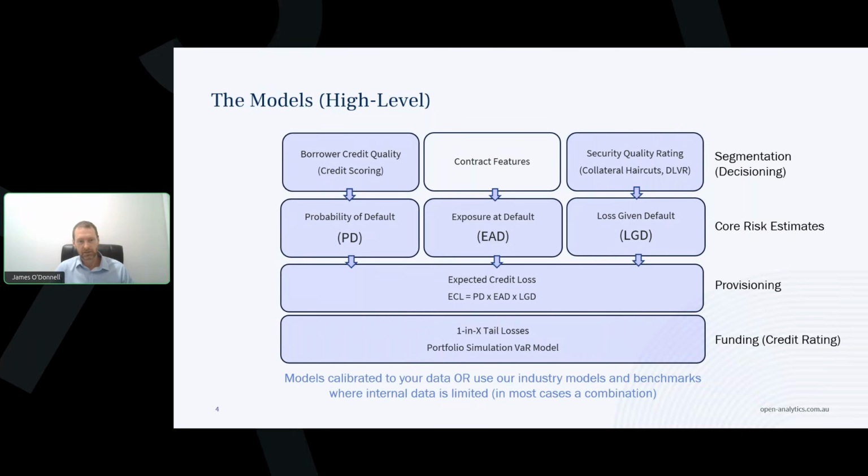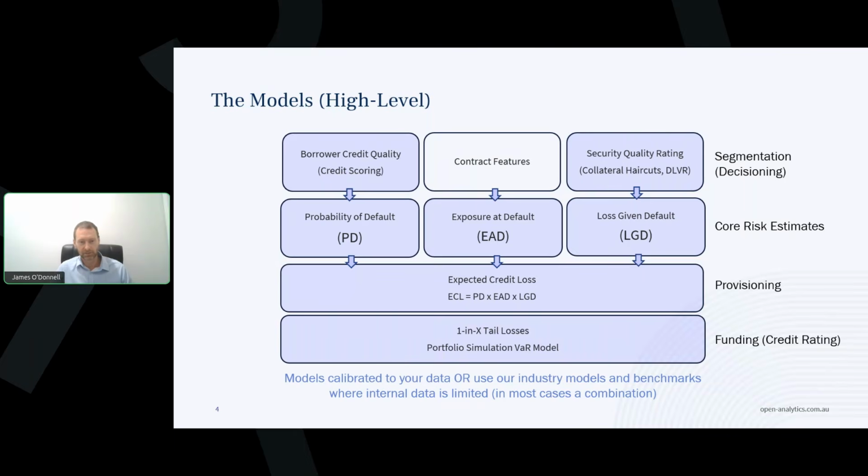Feeding into PD is really an assessment of borrower credit quality, aka your credit scoring or credit rating. The LGD side is a really big topic, but what we're doing there is what we call our collateral haircut models. So we're looking at different collateral haircuts for different asset types, and also at dynamic valuations and dynamic LVRs. Whether that's a depreciating asset, where we're looking at depreciation curves, or for property, where we're indexing property values to get a dynamic picture of your collateral coverage. So they're the kind of component models.